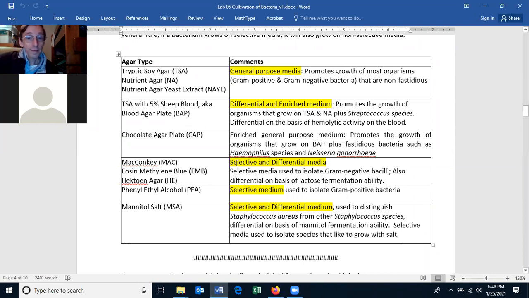All right, selective and differential media, and we've got 3 listed here: MAC, EMB, eosin methylene blue, and Hektoen agar, HE. They're selective and differential. All 3 of these are selective in that they select for gram-negative cells to grow, and they select against gram-positive. They're also differential, all 3 of them, on the basis of whether they can ferment the sugar lactose. And there'll be a different color if they ferment the sugar lactose.